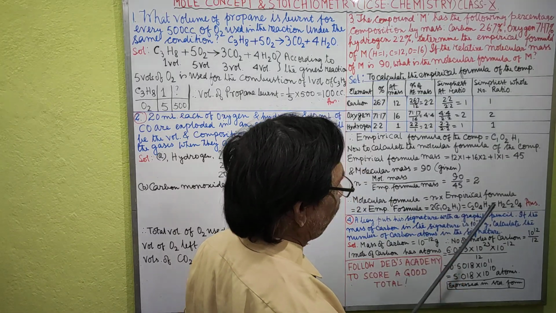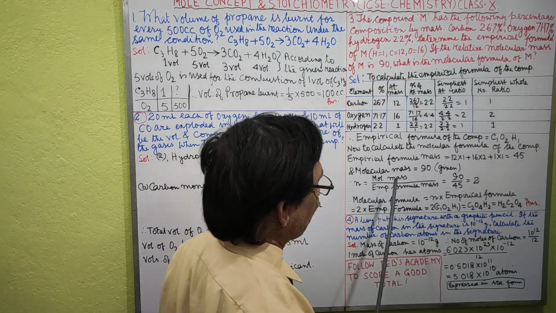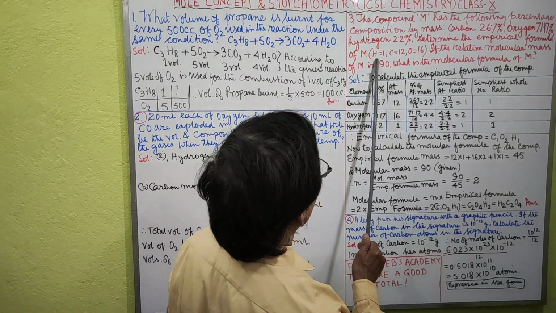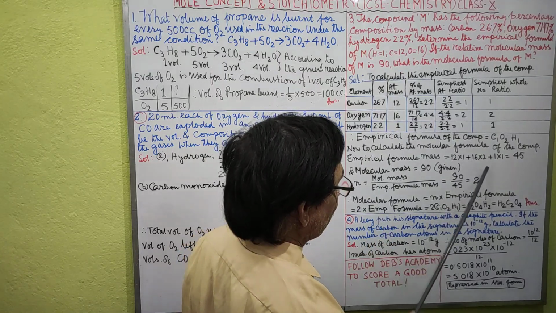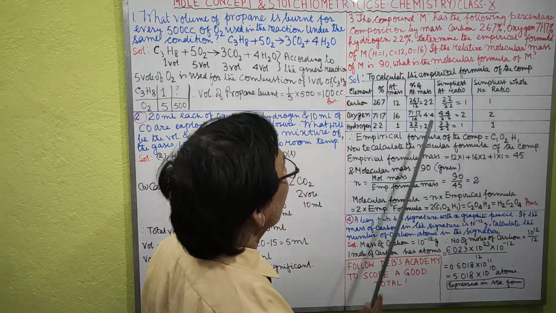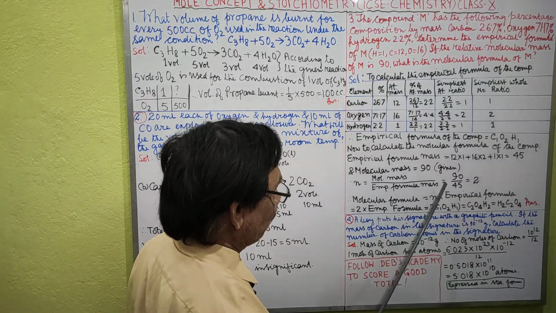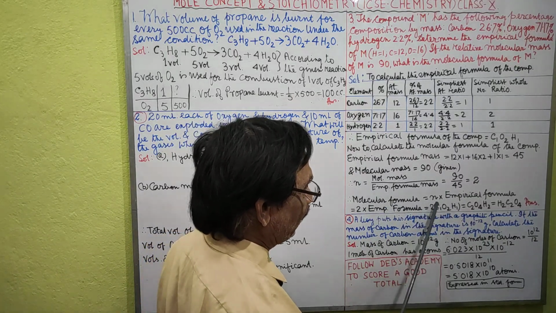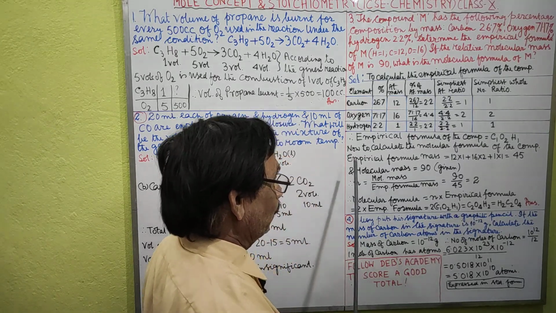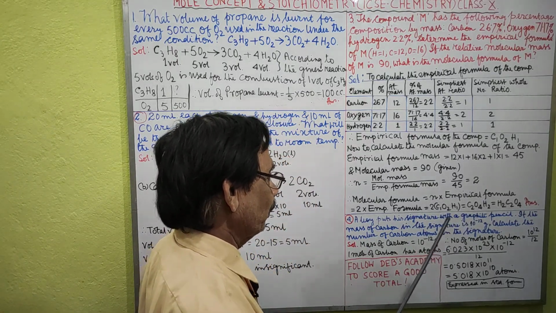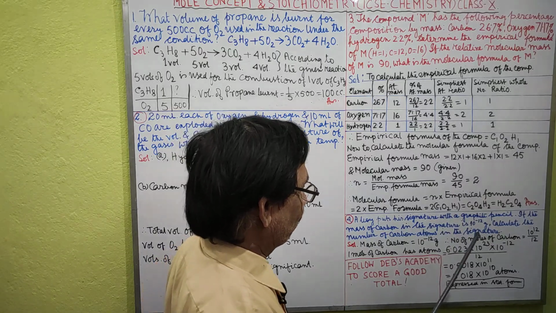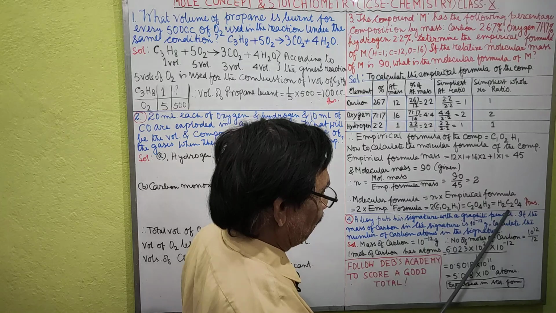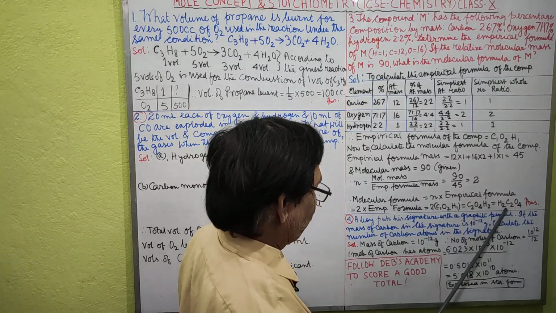Now calculate the molecular formula of the compound. The empirical formula mass, with hydrogen, carbon and oxygen, is 45, and the molecular mass given is 90. 90 by 45 is 2. So the molecular formula is n times the empirical formula. If you remember this, you can solve so many problems this way.